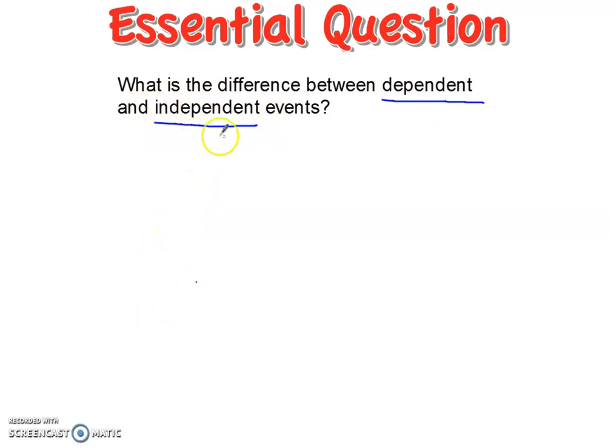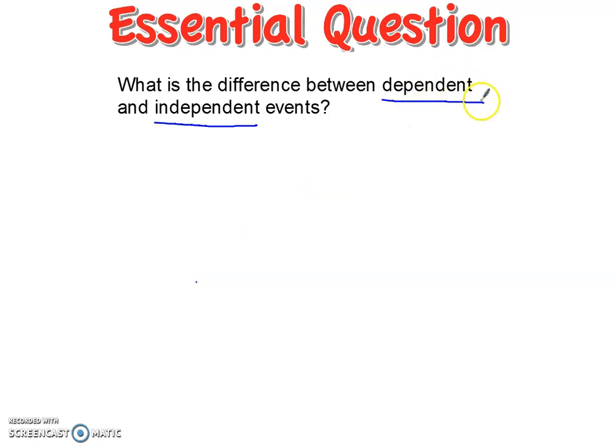Independent means that events don't have anything to do with each other, like flipping a coin and rolling a number cube. The outcomes of flipping a number cube have nothing to do with flipping the coin. They're independent of each other. They don't affect each other.